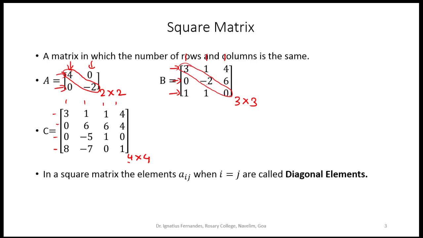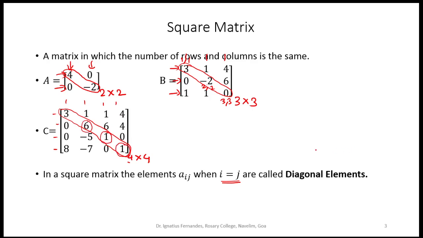What happens in these positions is that the row and the column in which the number appears are the same, i equals j. This is 1,1, this is 2,2, this is 3,3. Here i is the row and j is the column, and they are both the same. The same way here, the diagonal elements are 3, 6, 1 and 1. This is 1,1, this is 2,2, this is 3,3, and this is 4,4.